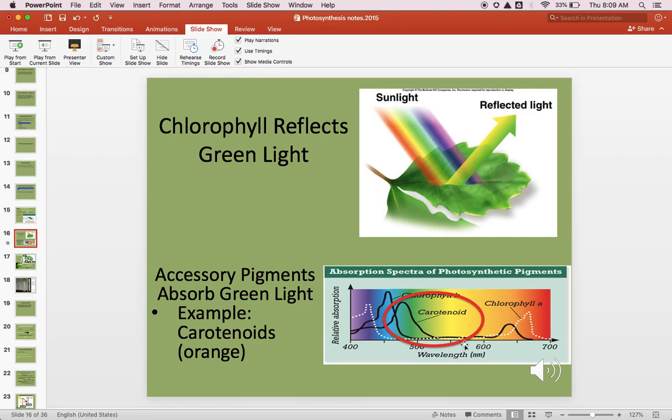spectrum of other photosynthetic pigments, plants also have what we call accessory pigments that allow the plant to absorb green light. For example, carotenoids are orange pigments that absorb green light. You can see here in the spectrum that their peak happens to end up in the green. So plants are not at total disadvantage. They do absorb some green light. They just don't absorb as much green light as they would all of the other colors.